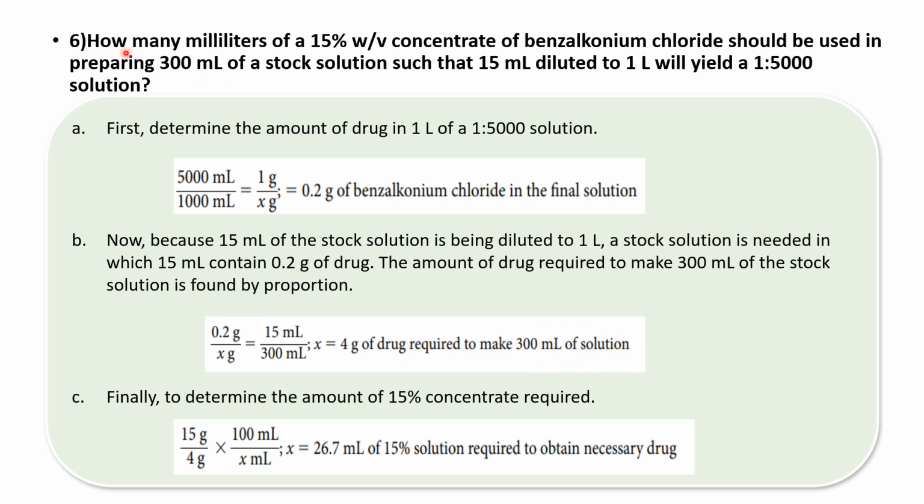Now moving on to the final part. That is, we need to find out how many milliliters of a 15% weight by volume concentrate of benzalkonium chloride should be used. So 15% weight by volume means 15 gram is present in 100 ml. Now we need to find out the volume that contains 4 gram of the drug. So take it as x ml. Now find out the value of x again by cross multiplication. That is x equal to 4 into 100 divided by 15. That is equal to 26.7 ml. That is 26.7 ml of 15% solution is required to obtain the necessary solution.